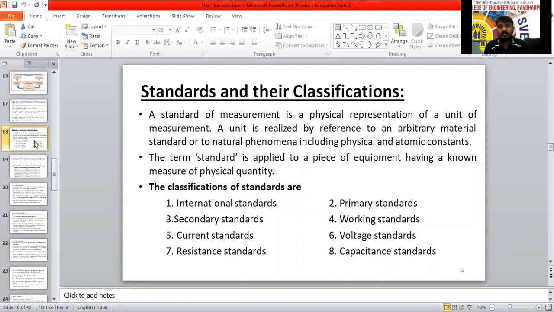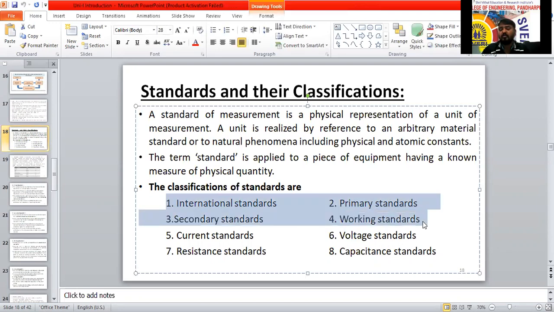So the standards are actually classified into 7 types. Out of 7, the first 4 are common for all branch students. We are going to call them general standards. They are not related to electrical, mechanical or CS. They are related to all branches, and even BSc, BA, all students.